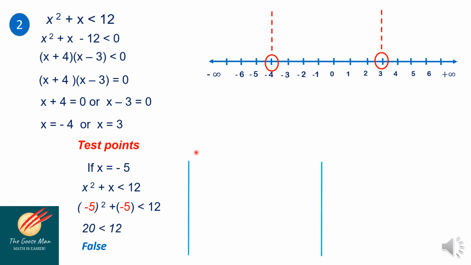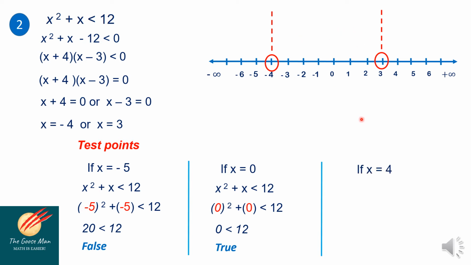Next one. So again, I'll choose 0 because this is the number between negative 4 and positive 3. This is the easiest value at this moment. So again, from our inequality x squared plus x is less than 12, substitute 0. So we can say that 0 is less than 12 and this is actually true. So it means that this region is a part of the solution.